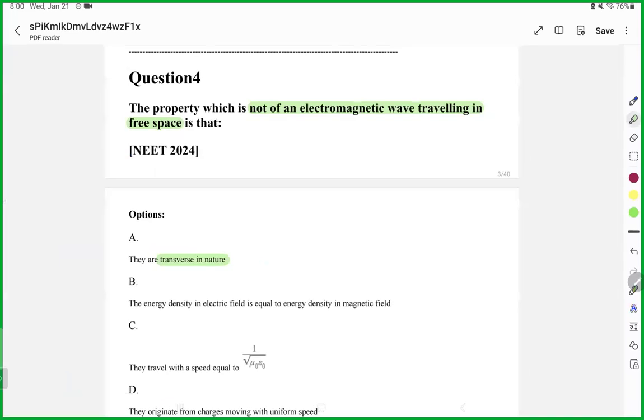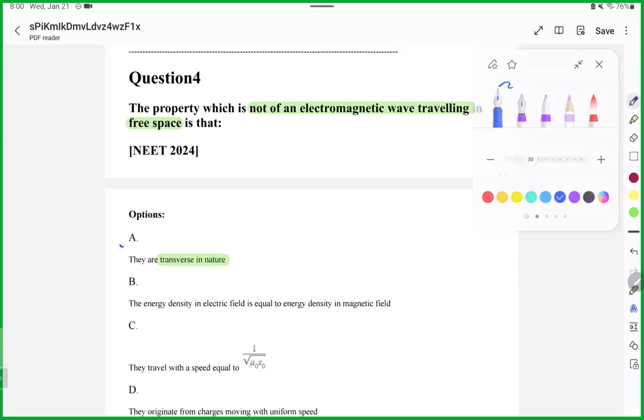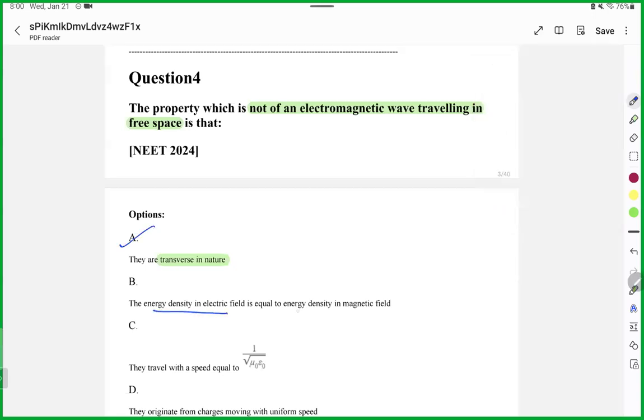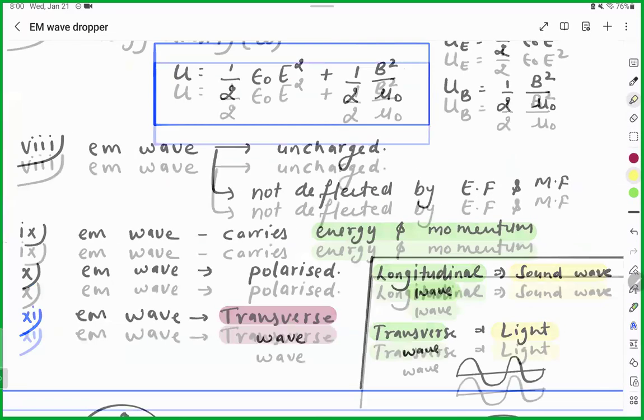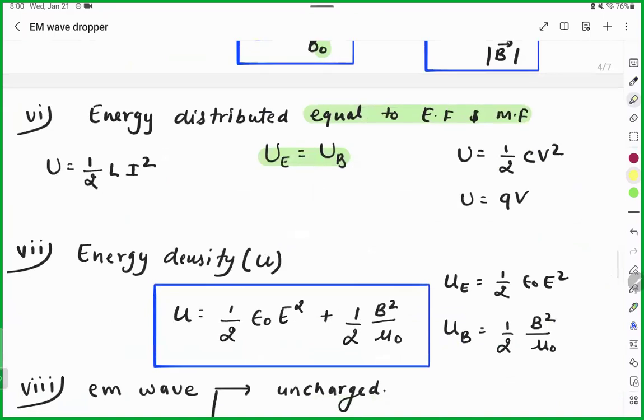So, Sarah, the first statement is correct. Second, the energy density of the electric field is equal to the energy density of the magnetic field. Is this correct? Yes, because we already discussed energy density, electric field and magnetic field, it will be equal. So here we took the total, but you can take this also.